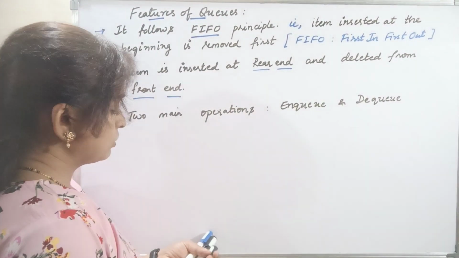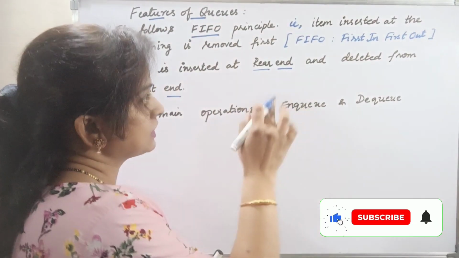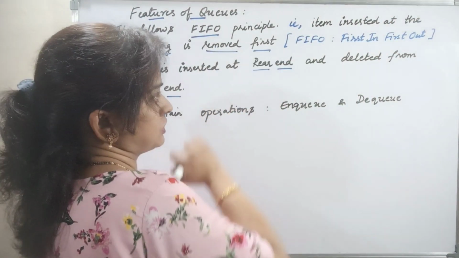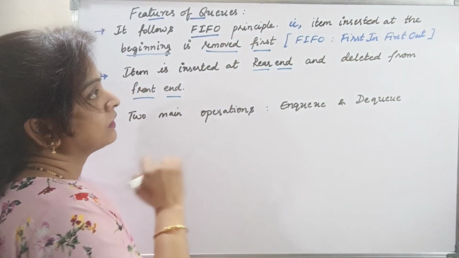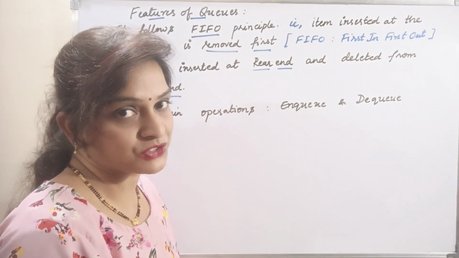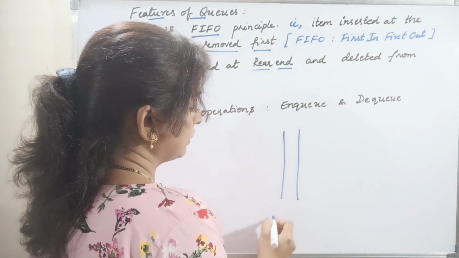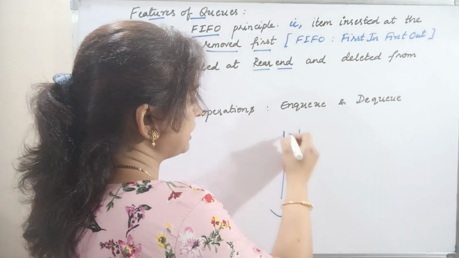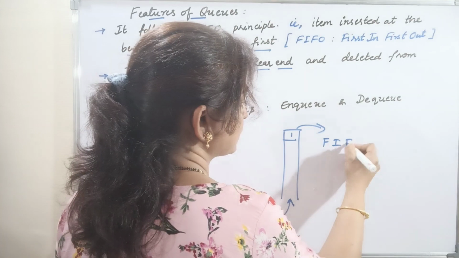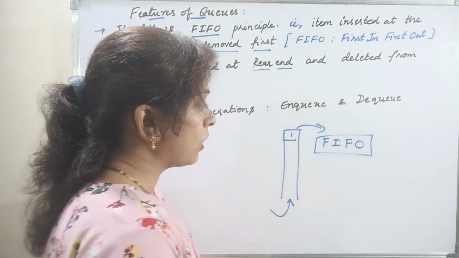So Q data structure follows the FIFO principle. FIFO means first in, first out. That is, the item that is inserted at the beginning is removed first, and the items which are inserted at the last will be removed at last itself. So you are standing in a queue. The person who enters into the queue will be the first to come out. That is first in, first out. This is the ordering principle of queue.